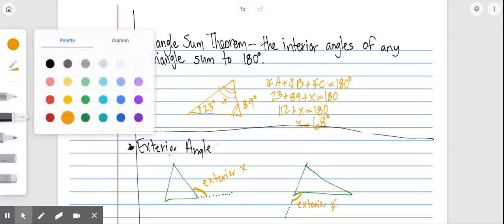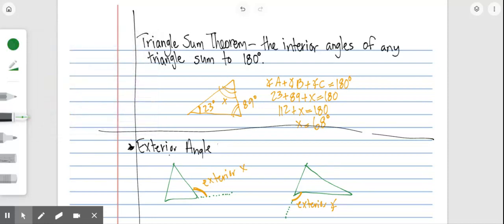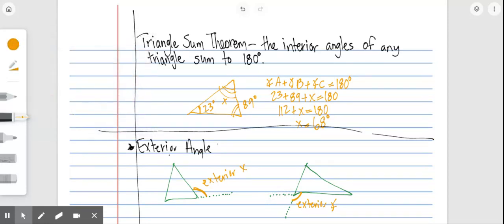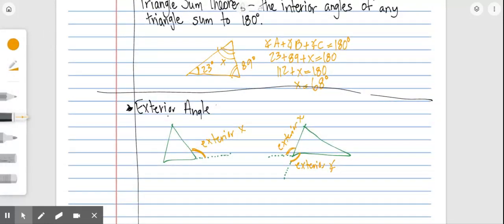So if I wanted to do that other exterior angle, then I would extend the other side of the triangle. And then this would be another exterior angle. Okay. Each triangle has 3 exterior angles, one for each corner. All right. All right, so then let's talk about the exterior angle theorem.